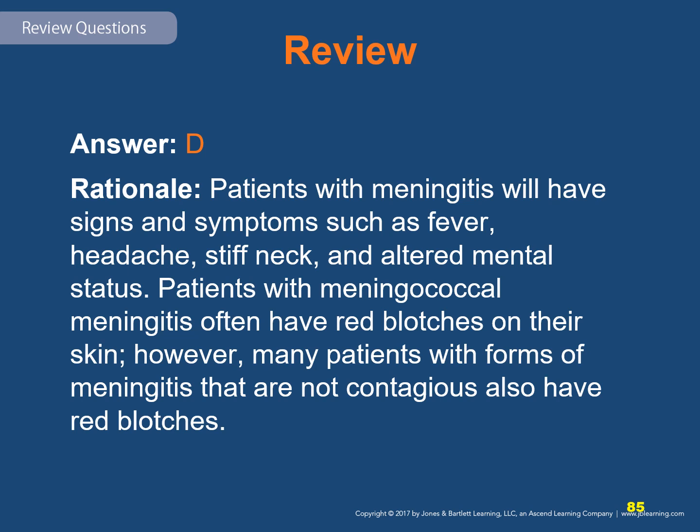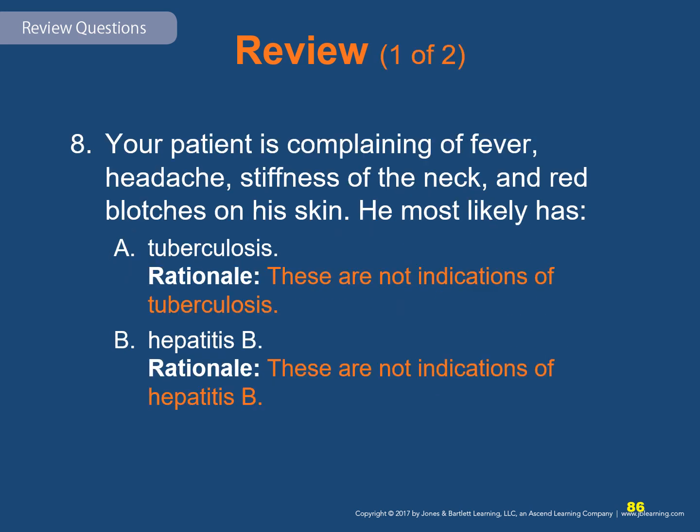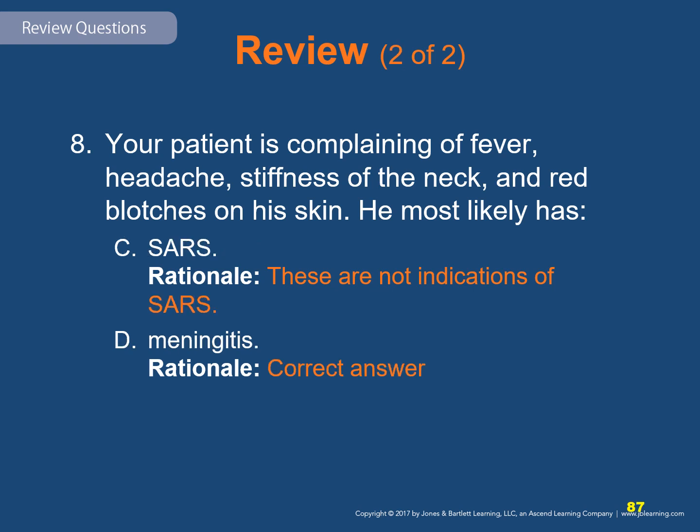Patients with meningitis will have signs and symptoms such as fever, headache, stiff neck, and altered mental status. Patients with meningococcal meningitis often have red blotches on their skin. However, many patients with forms of meningitis that are not contagious also have red blotches. Fever, headache, stiffness of the neck, and red blotches on the skin are not indications of tuberculosis or hepatitis B. Neither are they indications of SARS. They are signs and symptoms of meningitis.